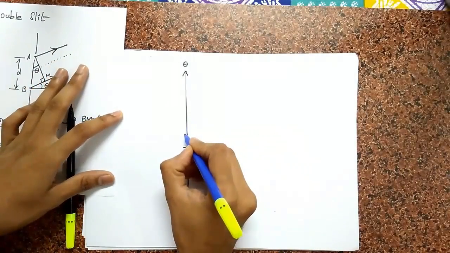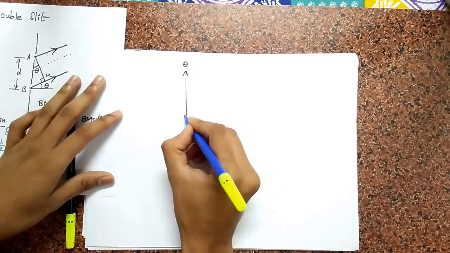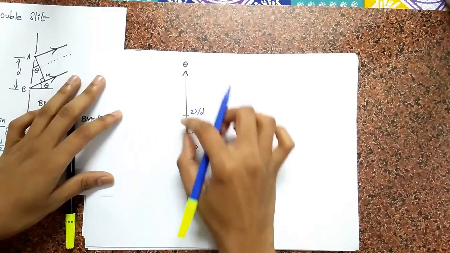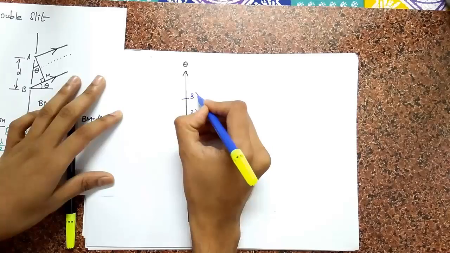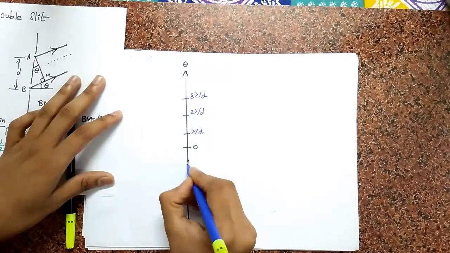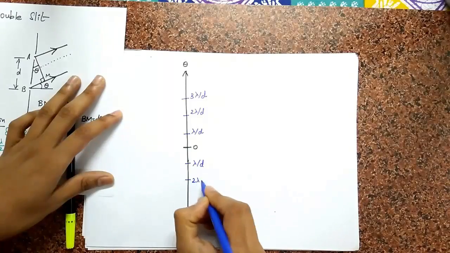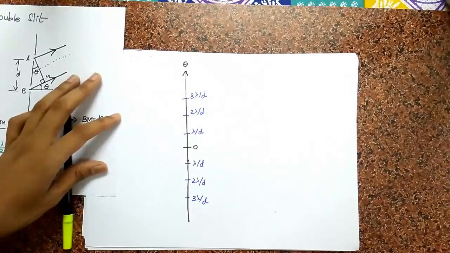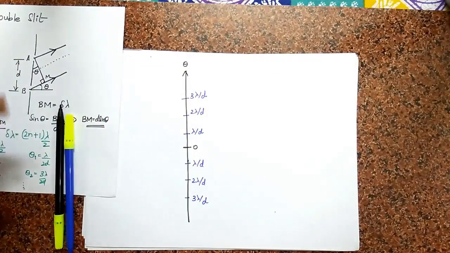So maybe this is that point where I get lambda by d. Next, where I get it as over here, let's say that's 2 lambda by d. This is supposed to be the same distance, of course. And maybe next one is over here, that is 3 lambda by d. And I can go the same distance down, lambda by d, 2 lambda by d, 3 lambda by d. And these are the places where I should end up with maximum light.